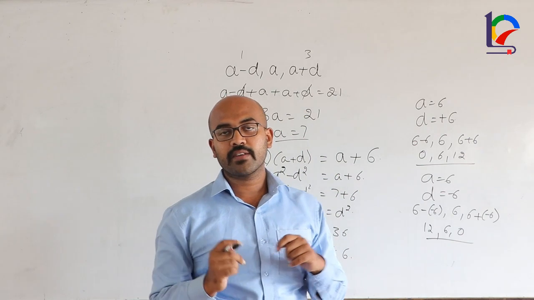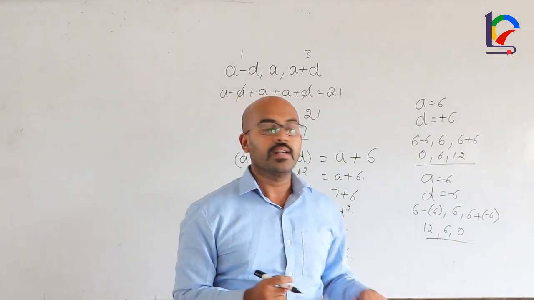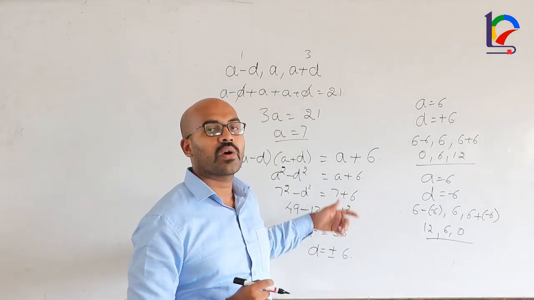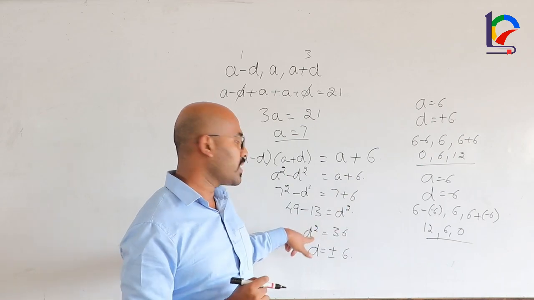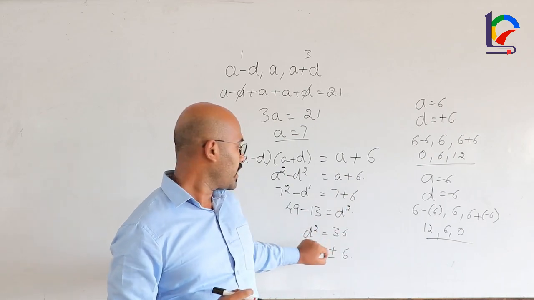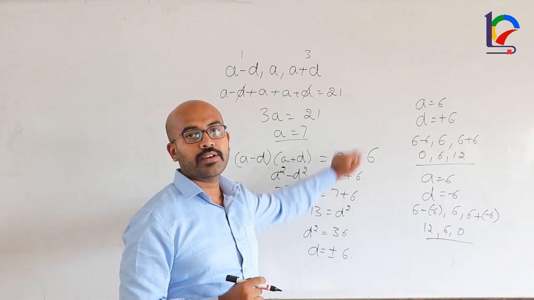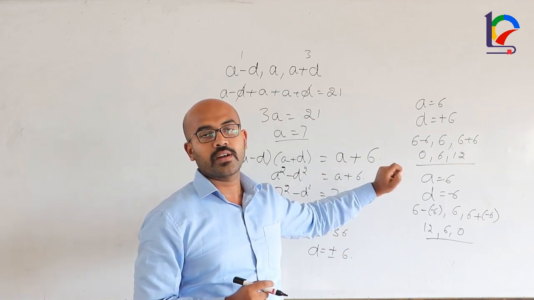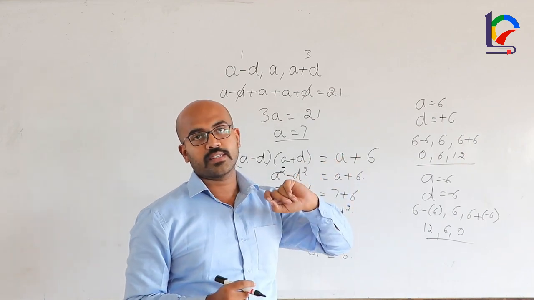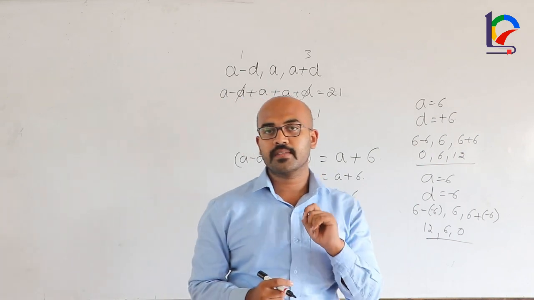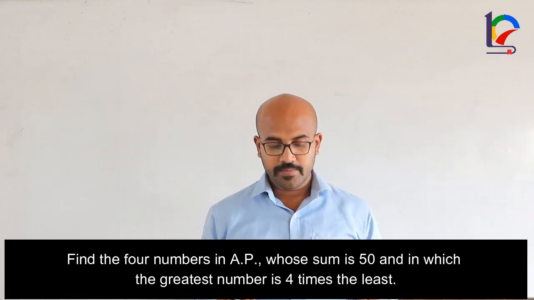Whenever this kind of problem is given, where you get A square or D square, whatever it is, and you get 2 values, plus or minus, you need to take both the things. If not, there is a lot of chance that you will lose marks. So please be careful.